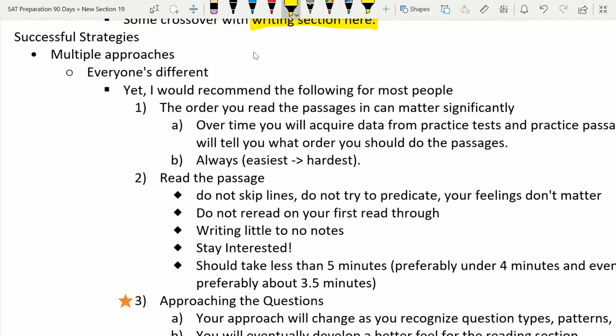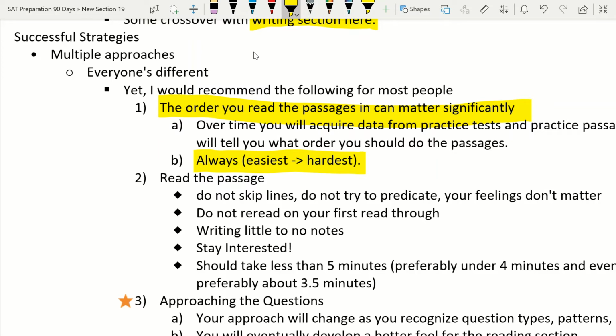So the order you read the passages in can matter significantly, and here's what I mean by that. As I discussed in the beginning, there are 2 science passages, 1 history passage, 1 social science passage, and 1 literature passage. Now, if you really struggle with the literature passage, you don't want to read it first. You always want to go from your easiest passage to your hardest passage. So why do you want to do that? Well, you want to go to the passages that you're best at first, because that's where you're going to get your most points. You want to get those easy points right out of the gate. You want to get the easy points first, rather than going to harder questions where you might not get it correct. So you always want to do the passages that you're better at.